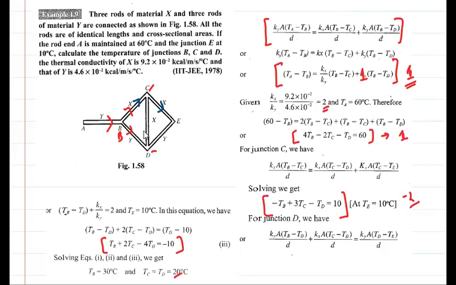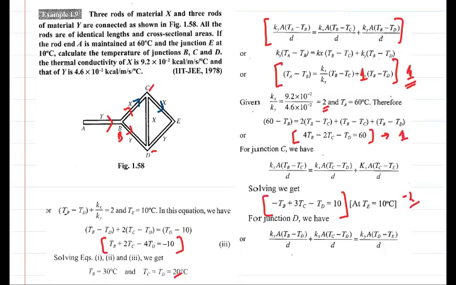See, in method one, we just have to use the junction law. Now tell me, how many junctions do we have here? Step by step, three junctions, B, C, and D. And how many junction temperatures do we have? Three, right? So we have three junctions and three variables.